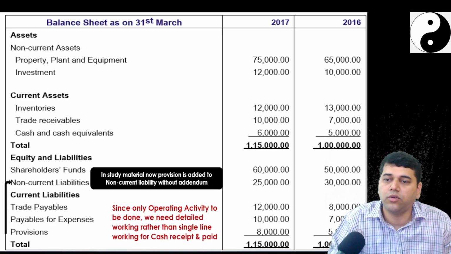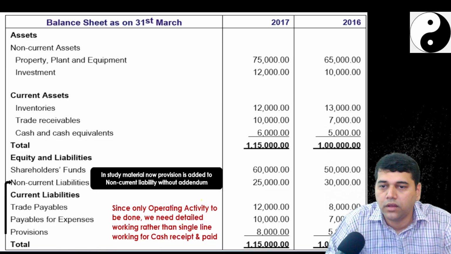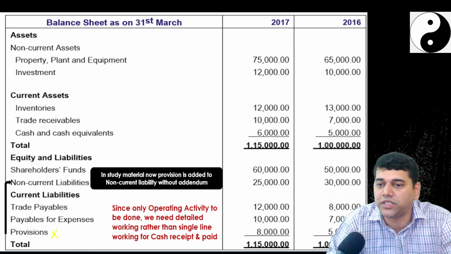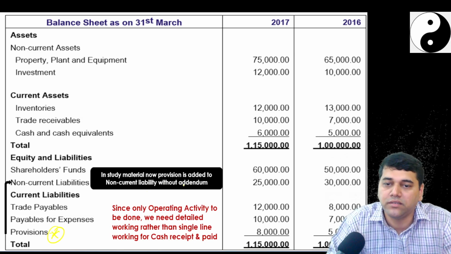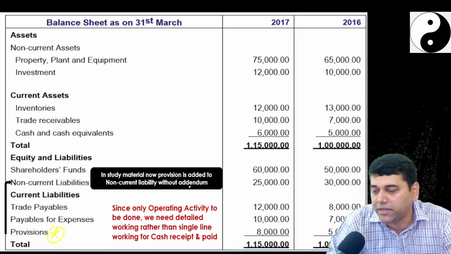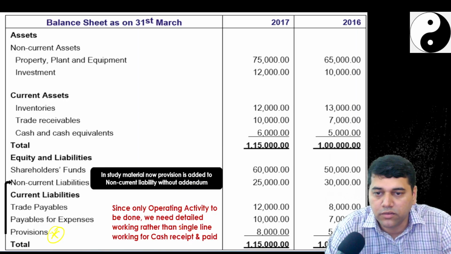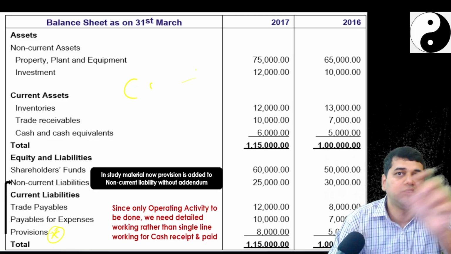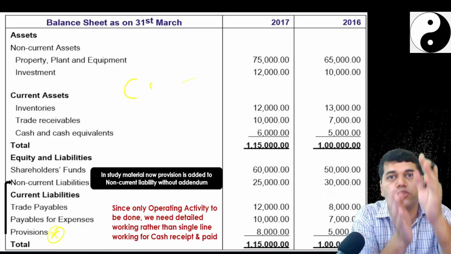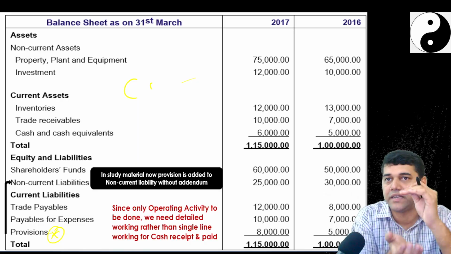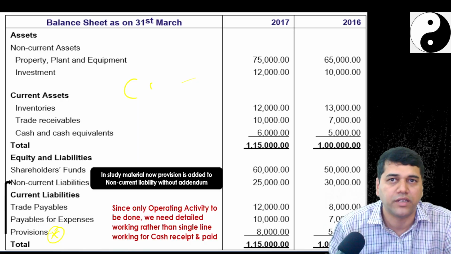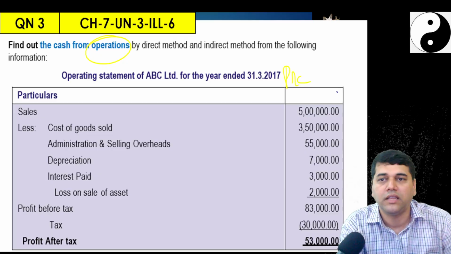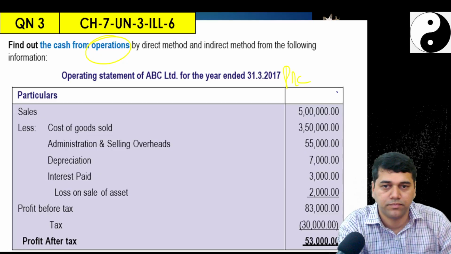Here what you need to do: provision is added to the non-current liabilities. This provision is a non-current liability. They simply added it without any addendum. So do only one thing. You have to give detailed working, like in the bracket we have written debtor. In the direct method you have to give the working notes, opening debtor and all. Anyhow, you do it the way we have done it. I'll show you the presentation. Yes, students, please pause the video and do the working. Let us compare the answers later.